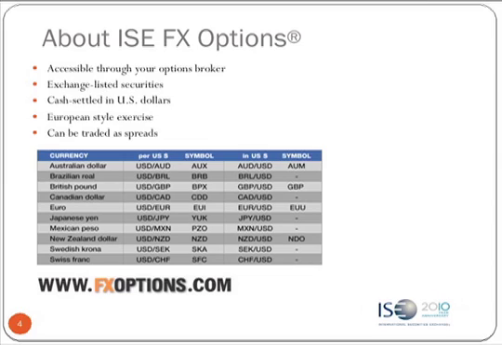ISE FX options are accessible through your options broker. They're exchange-listed securities, cash settled in U.S. dollars, and European style. They can be traded at spreads. We've added some new symbols. A couple months ago, we added AUM, GBP, and EUU, which is in the news each and every day. And we also have NDO, and we have the old stalwarts: the Aussie dollar, British pound, Canadian dollar, euro, yen, peso, New Zealand dollar, Swedish krona, and Swiss franc, in the U.S. dollar-based form.